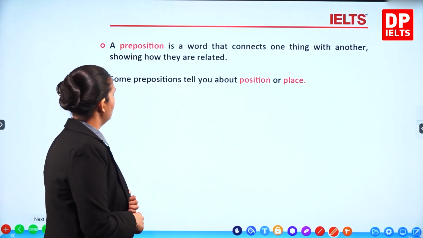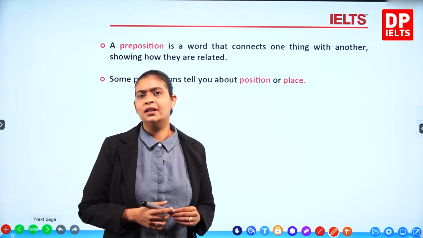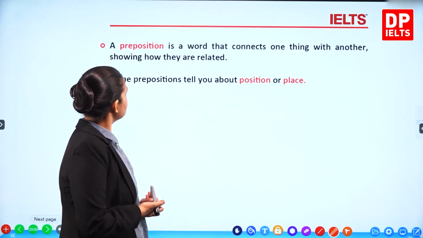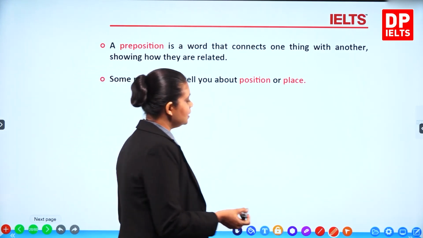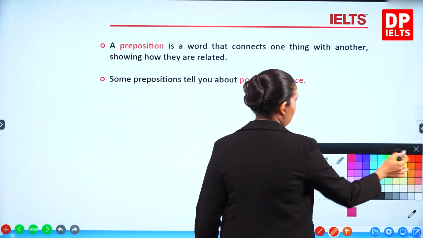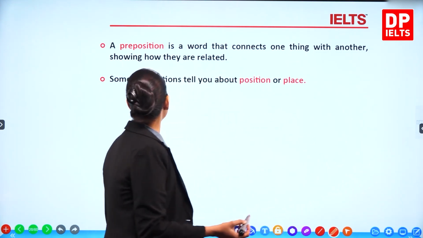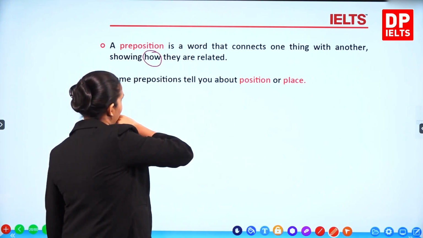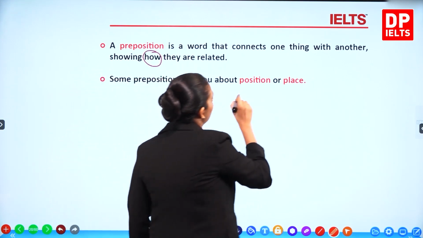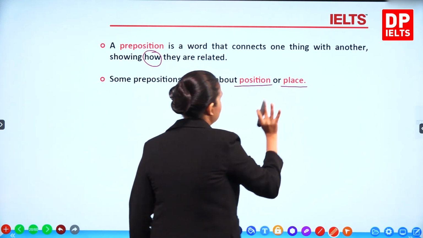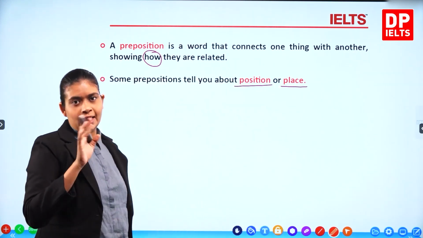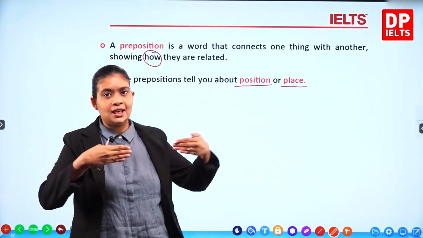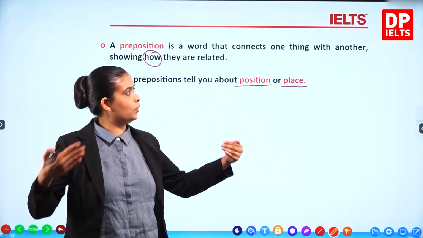Moving on. Let's have a look at what this word preposition means. A preposition is a word that connects one thing with another, showing how they are related. Okay? Some prepositions tell you about the position or place. Right. Let's have a look at the definition first. It is a word that connects one thing with another.